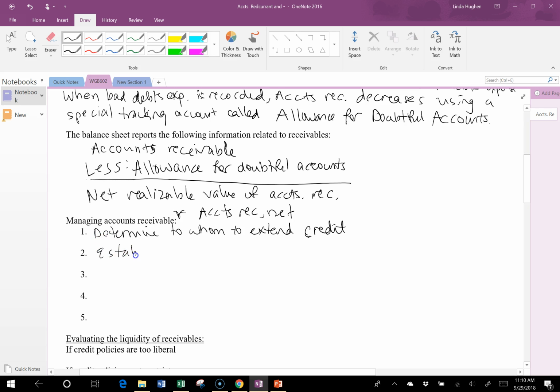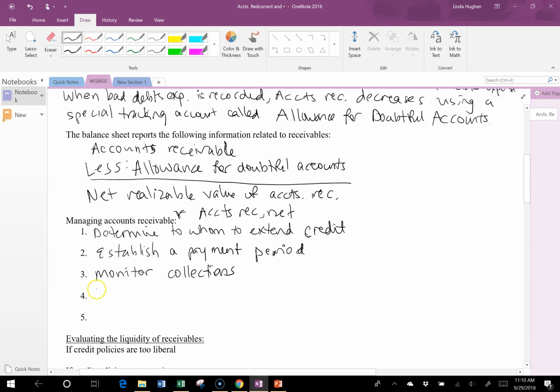We're going to, of course, establish a payment period. Remember, accounts receivable typically do not charge the customers interest. So we do not want these receivables to be outstanding for a very long time, or essentially we're lending to our customers, giving them an interest-free loan. We don't want this to be too long. Of course, we want to monitor collections. Call those customers when their accounts are due and ensure that they are trying to make payment.